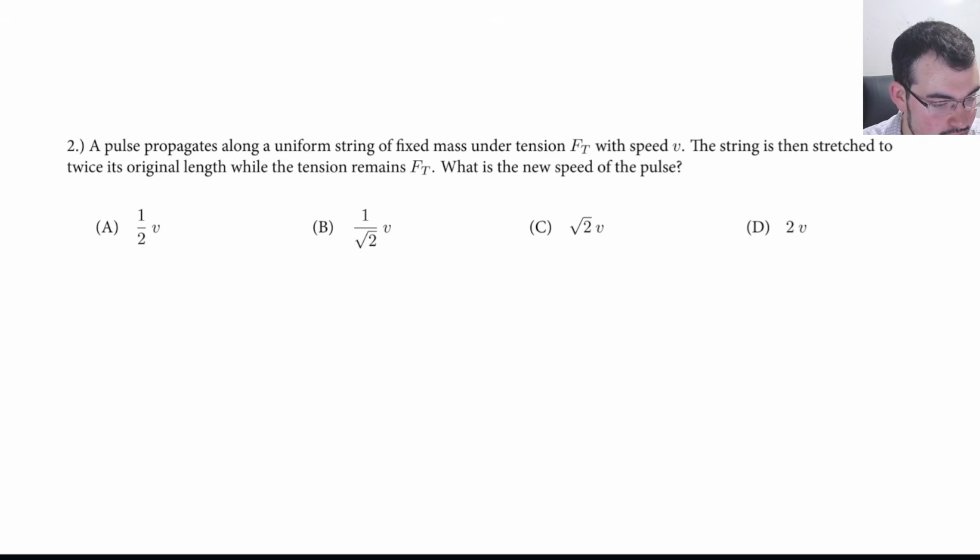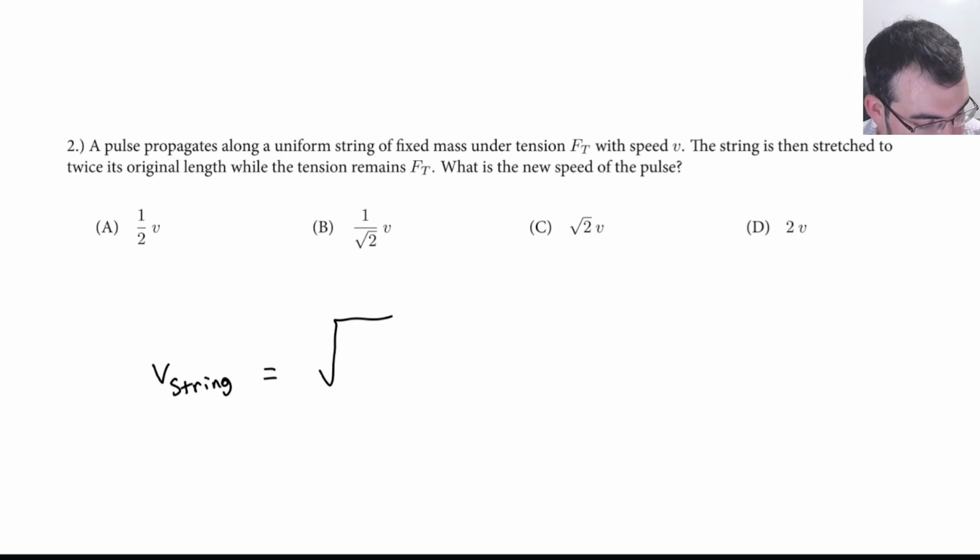All right. A pulse propagates along a uniform string of fixed mass under tension Ft with speed v. The string is then stretched to twice its original length. While the tension is the same, what is the new speed of the pulse? Well, if you've got tension and speed on a string, we know that we're talking about wave speed. So we can try to decipher where that is on our formula sheet. We're going to go to the waves section. And here I see this expression that says v on a string is equal to the square root of Ft divided by mass per unit length.